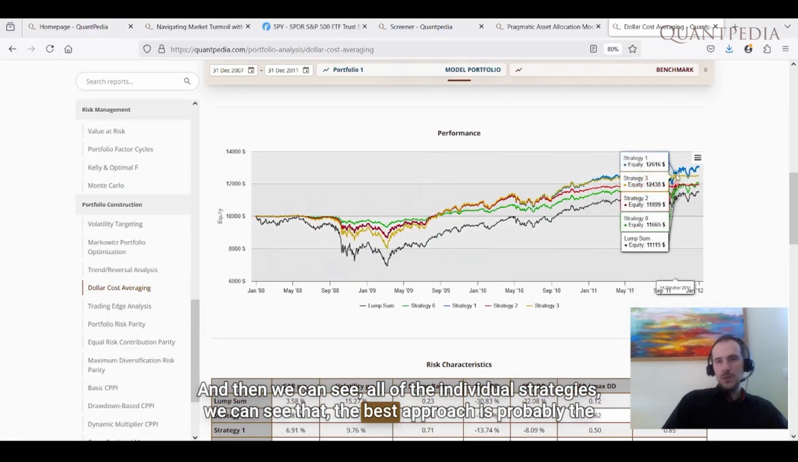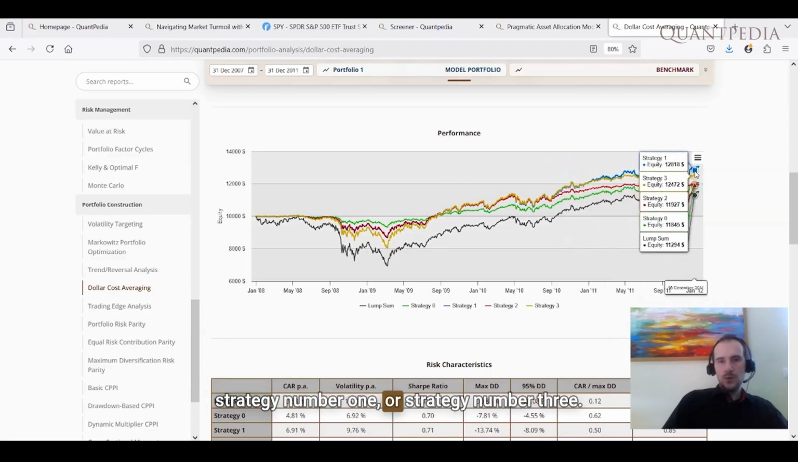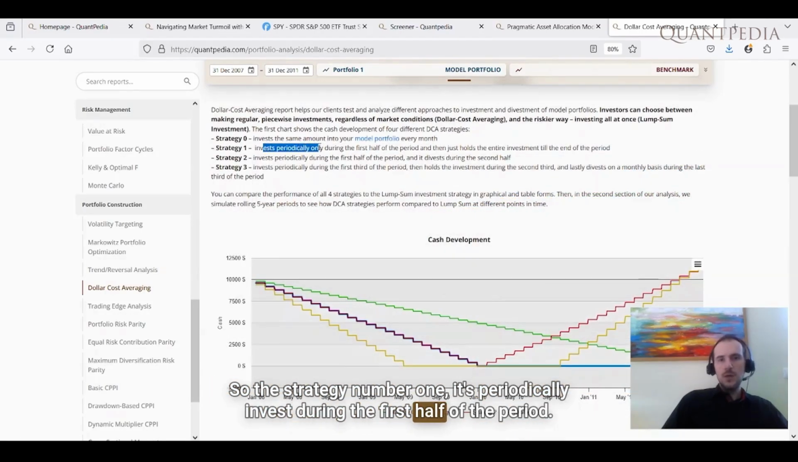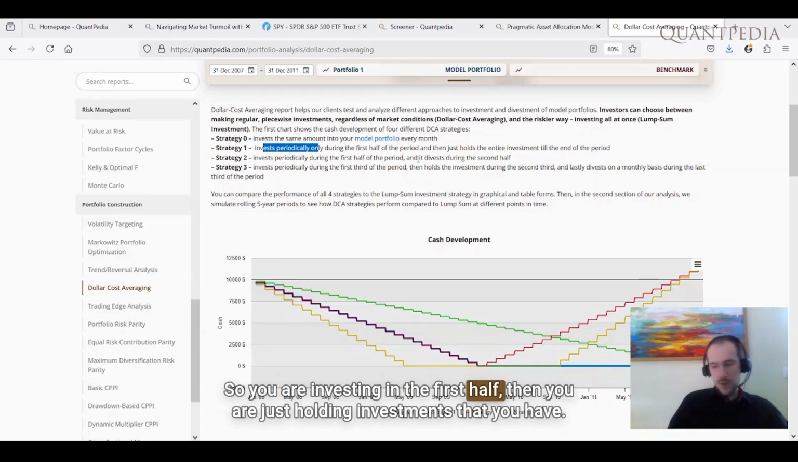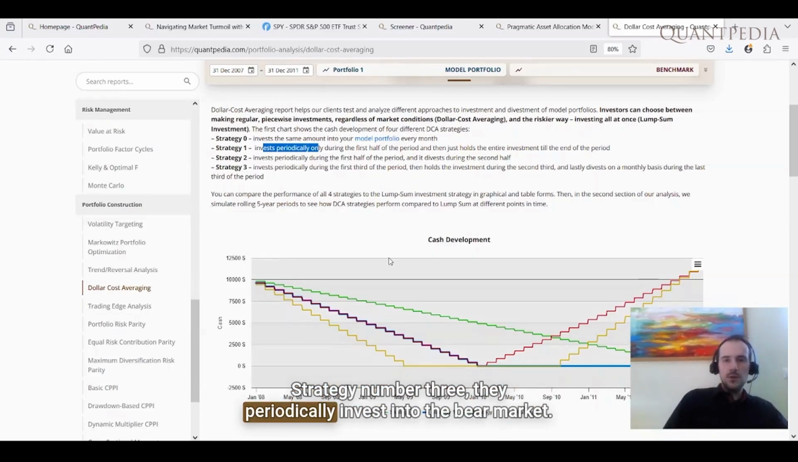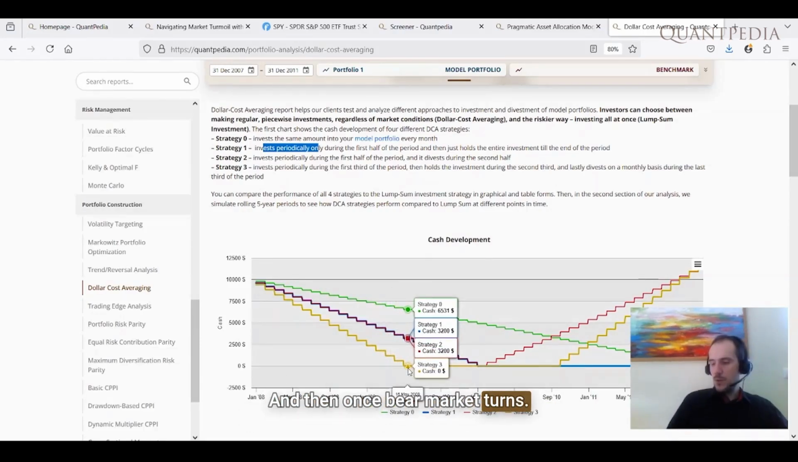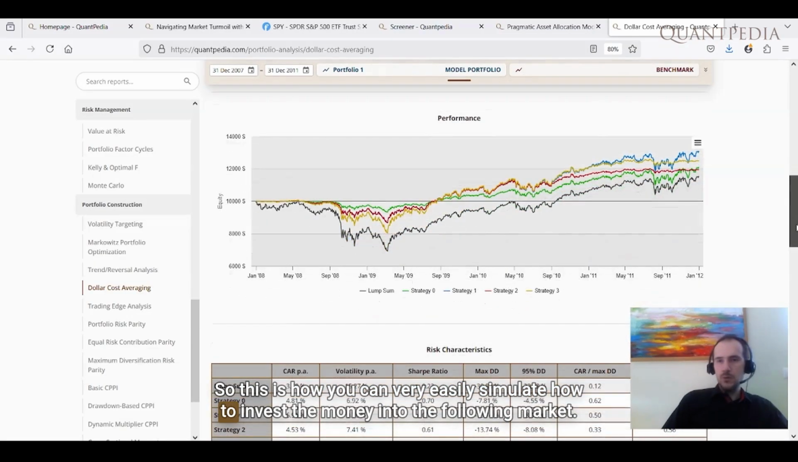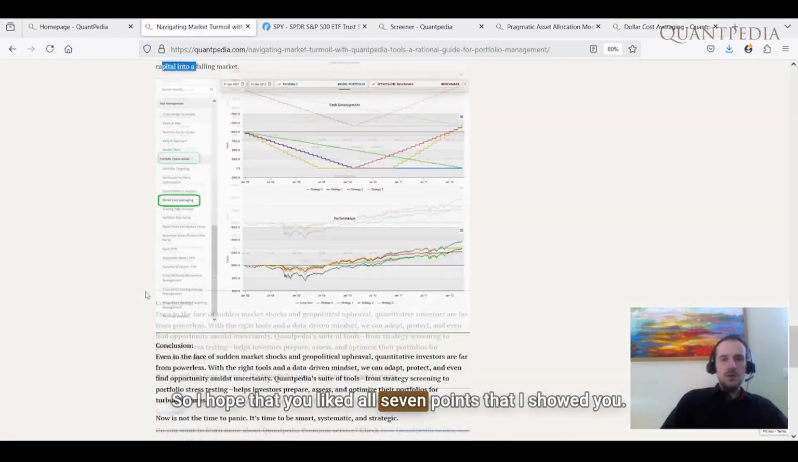We can see that the best approach is probably strategy number 1 or strategy number 3. Strategy number 1 periodically invests during the first half of the period, and then you are just holding the investments that you have. Strategy number 3 periodically invests into the bear market, and then once the bear market turns and starts going up, you periodically sell. This is how you can very easily simulate how to invest money into a falling market.